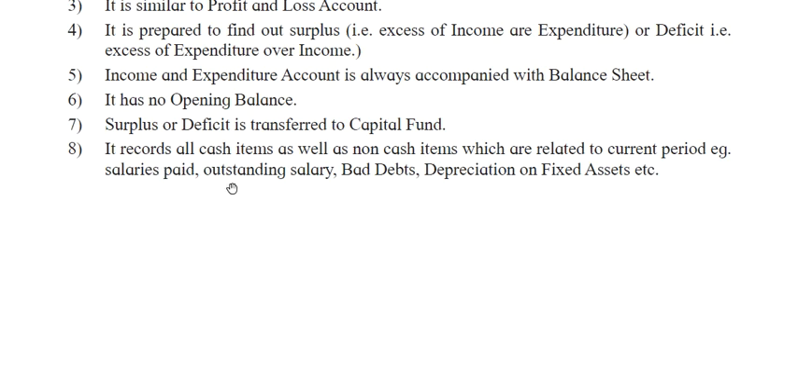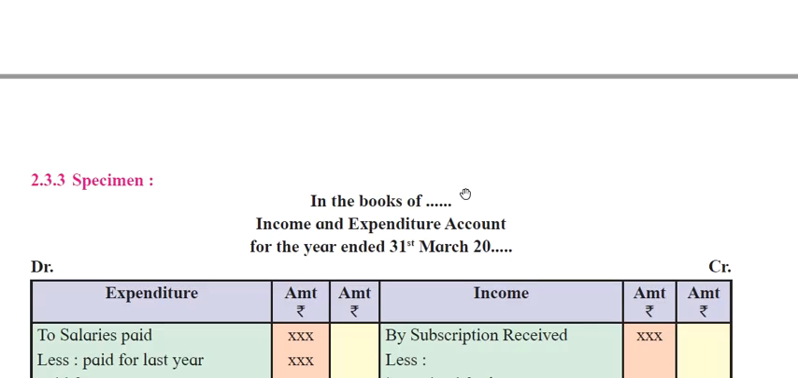Examples are salaries paid, outstanding salary, bad debts, depreciation on fixed assets, etc. These are entered in the current period, sorry, current year.